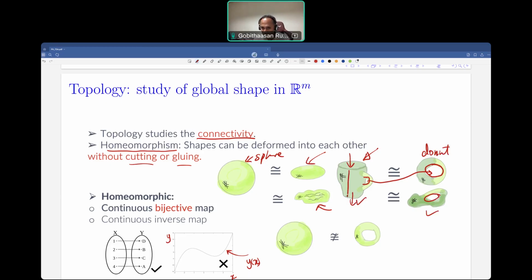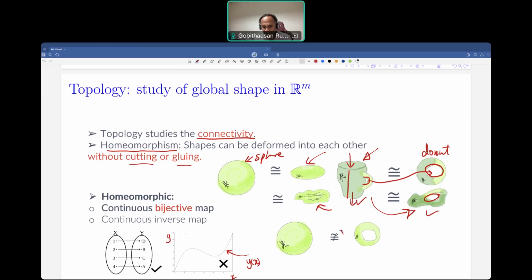You can seize the whole thing, squeeze the whole body of the coffee cup and make it into the shape, right? So are you allowed to squeeze? Yeah, you're allowed to even pull out, right? But you should not cut it through. You should not add or glue something extra on top of it. Okay, so that is homeomorphism.